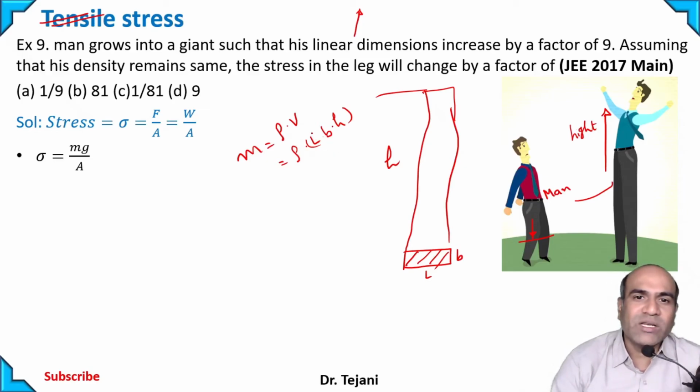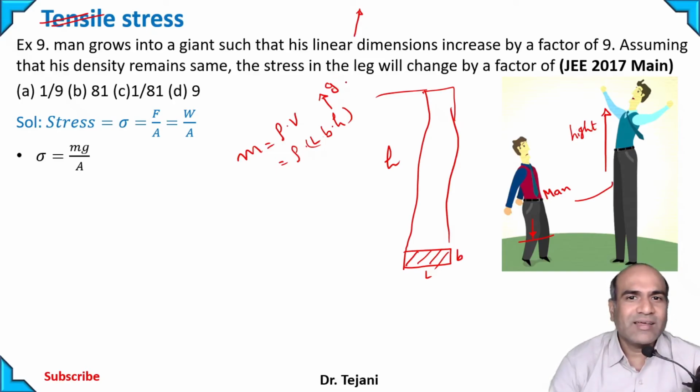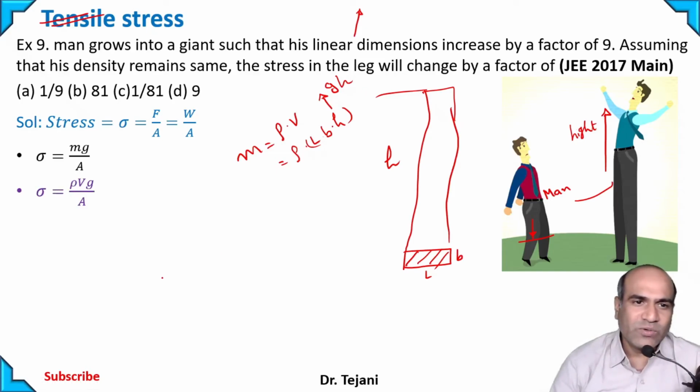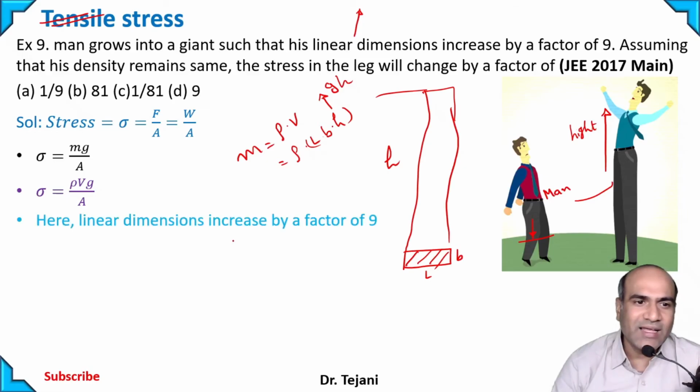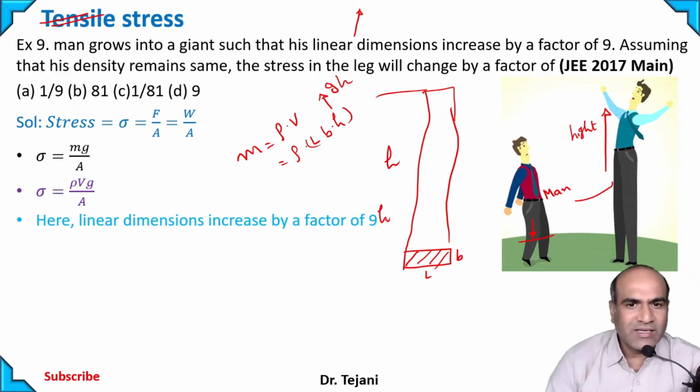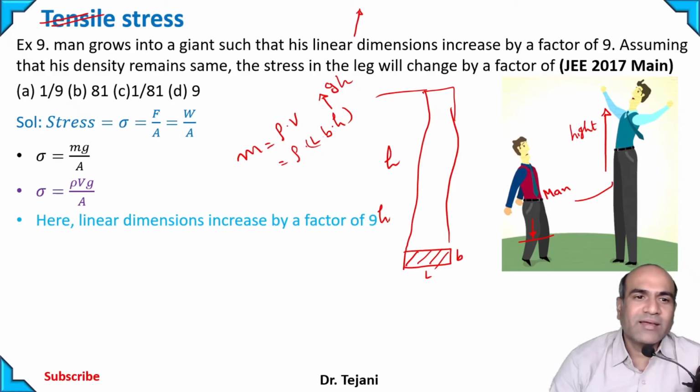Out of L, B, H, only one dimension increases. Say, for example, length or maybe height. Let us just consider height. It increases to 9 times, means it becomes 9H. Now I think you must have some idea. So sigma is equal to rho V g by area, and the linear dimension increases by a factor of 9. That means height, or whatever one dimension increases, which is not the bottom, 9H.